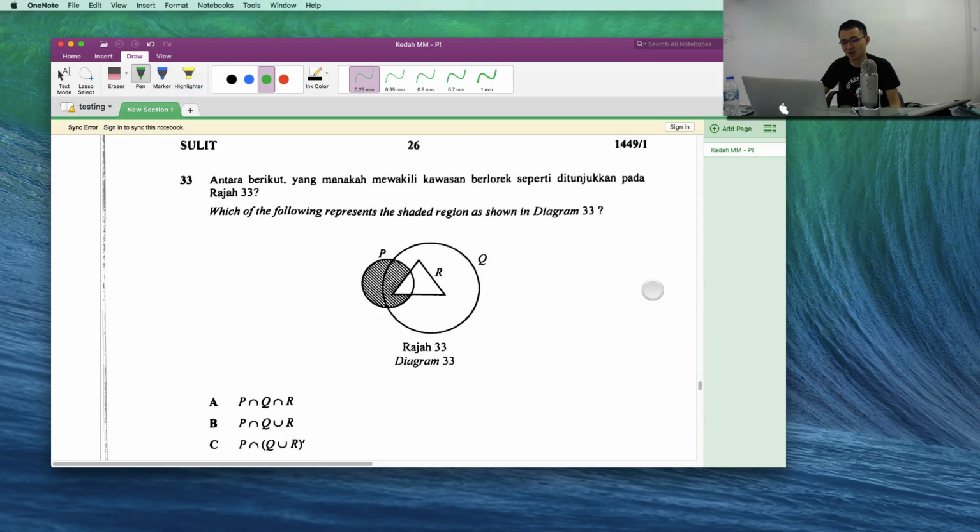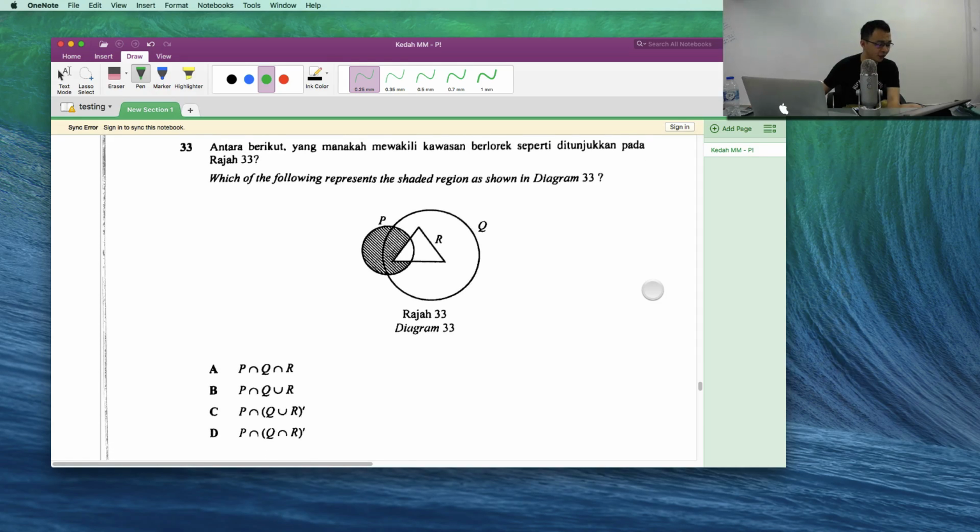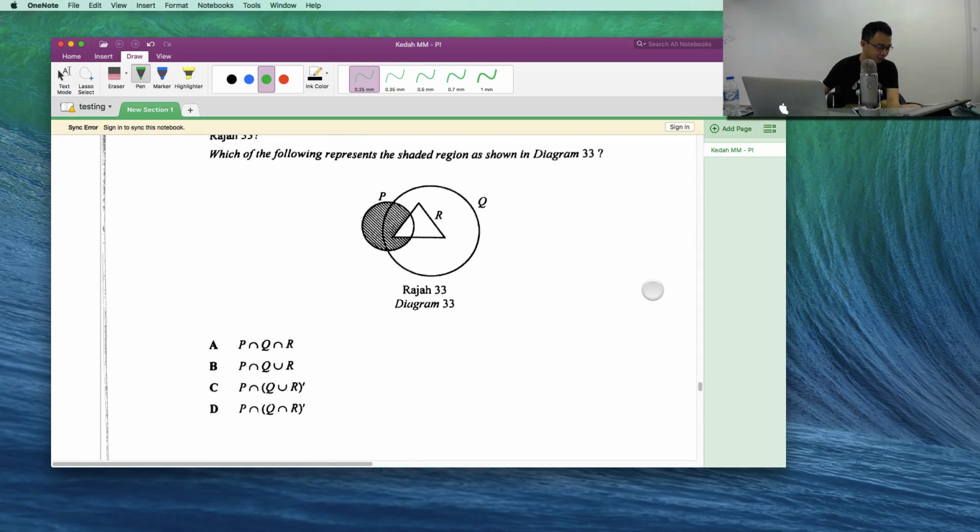Yeah, so you see the next question is a set question. Normally they will put the same topic together. Which of the following represents the shaded region? Okay, P intersect Q intersect R. If P intersect Q intersect R, this is wrong because this one doesn't intersect R at all.